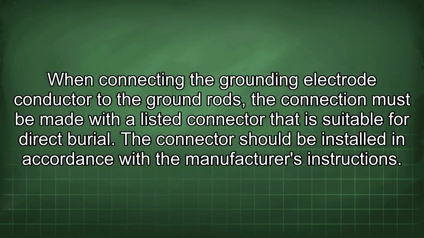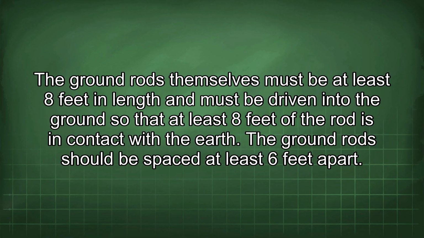When connecting the grounding electrode conductor to the ground rods, the connection must be made with a listed connector that is suitable for direct burial. The connector should be installed in accordance with the manufacturer's instructions. The ground rods themselves must be at least 8 feet in length and must be driven into the ground so that at least 8 feet of the rod is in contact with the earth. The ground rods should be spaced at least 6 feet apart.